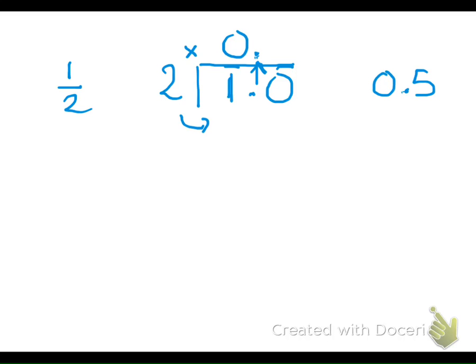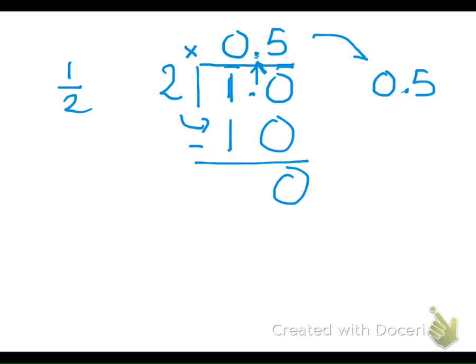And now I'm going to say, oh, how many groups of 2 can I get out of 10? I'm just going to pretend it's 10. And the answer is 5. I can get 5 groups of 2 out of 10. And I'm going to subtract those 5 groups of 2. And I have a remainder of 0. And so there's our answer. It turns out that it was 5/10. 1/2 changes into 5/10.